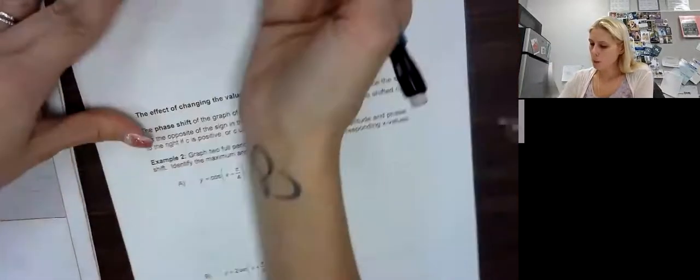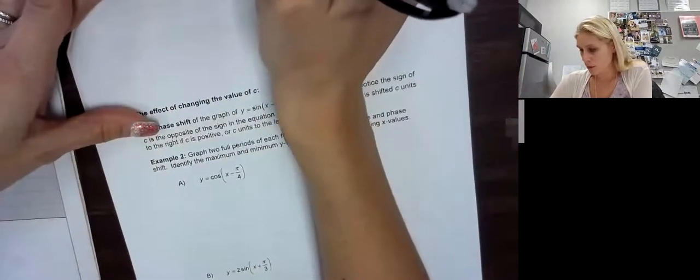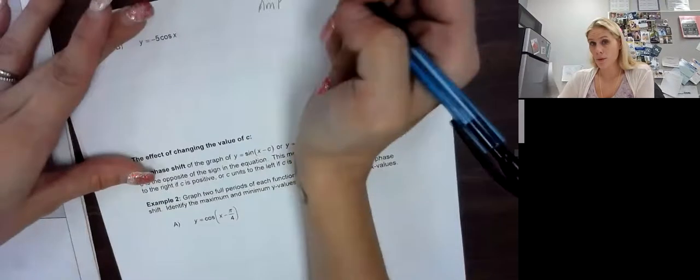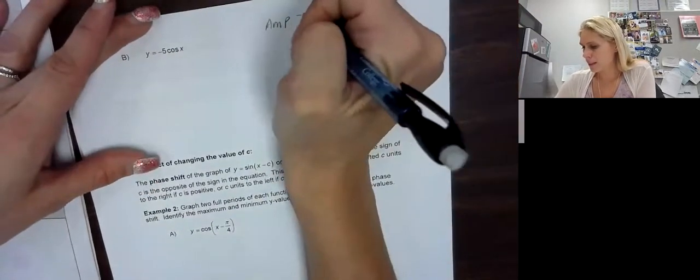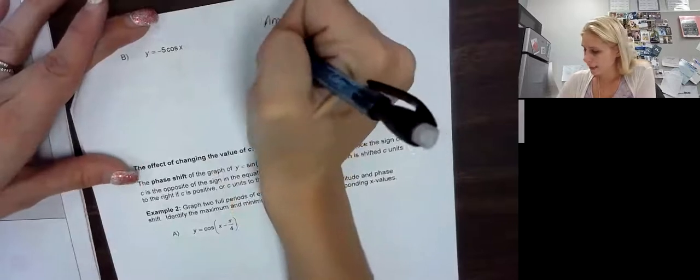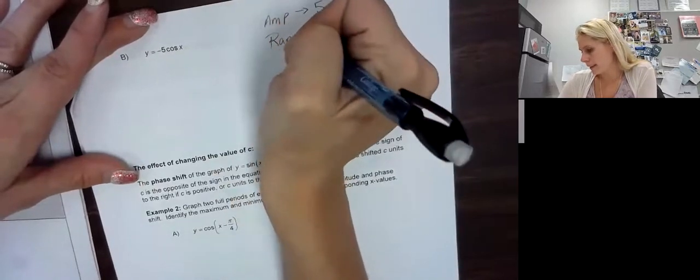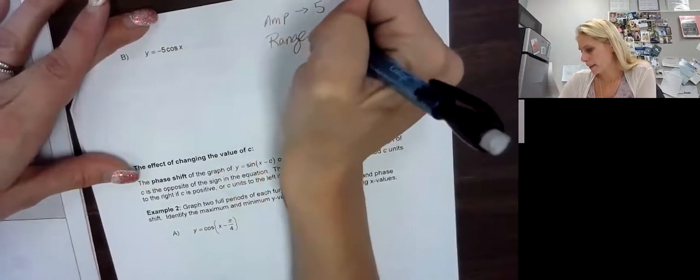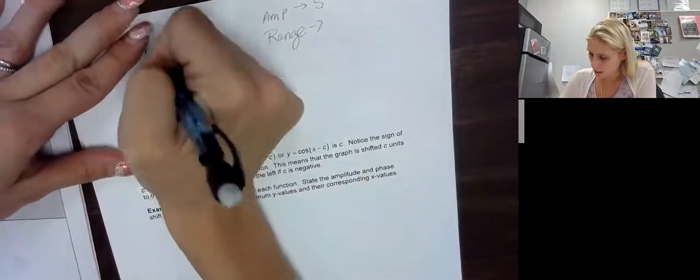Again, I'm going to state that my amplitude, don't forget that the amplitude is the absolute value. So I'm not going to say it's -5. I'm going to say it's 5. Range, we're going to have to wait until we see what happens in our table.